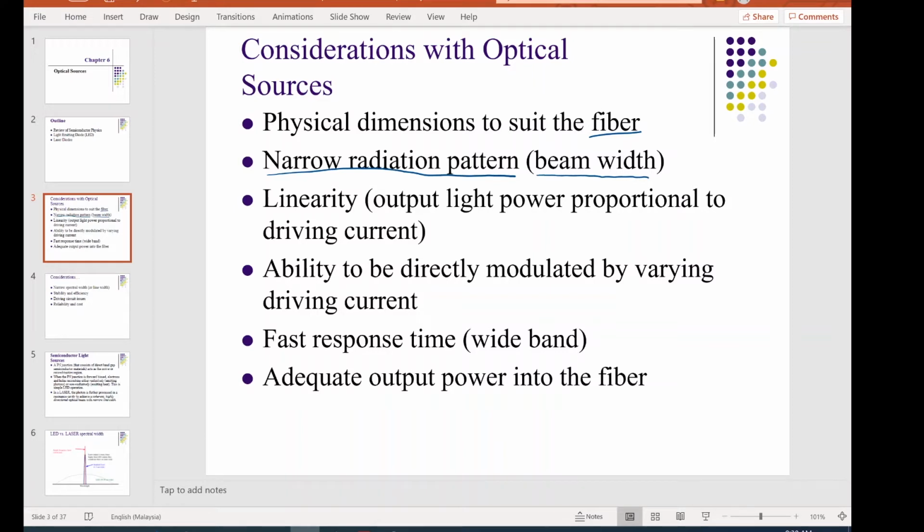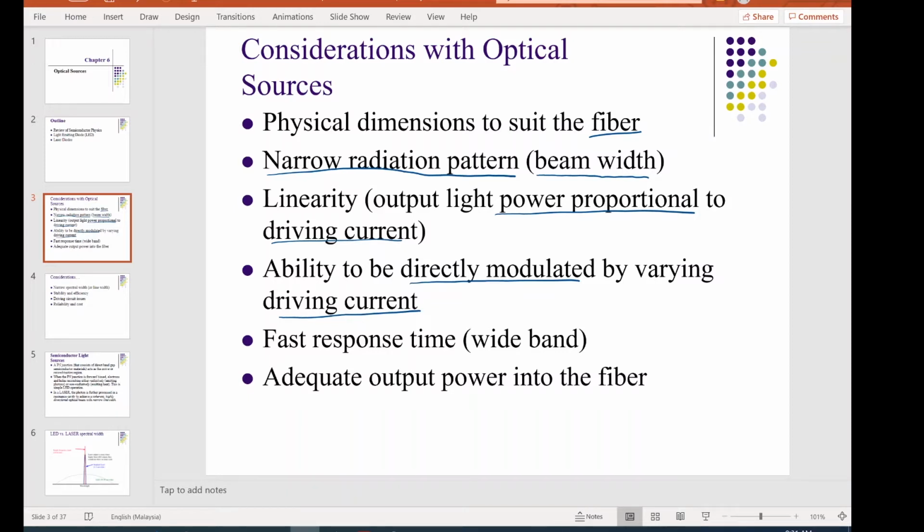Another related factor is linearity. It must be proportional, right? The power output must be proportional to the driving current, so that it is easier to control the signal. This is related to the ability to directly modulate it by varying the driving current. This is related to the modulation process.